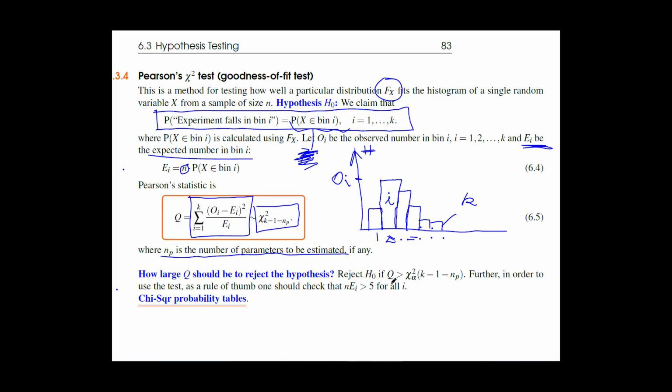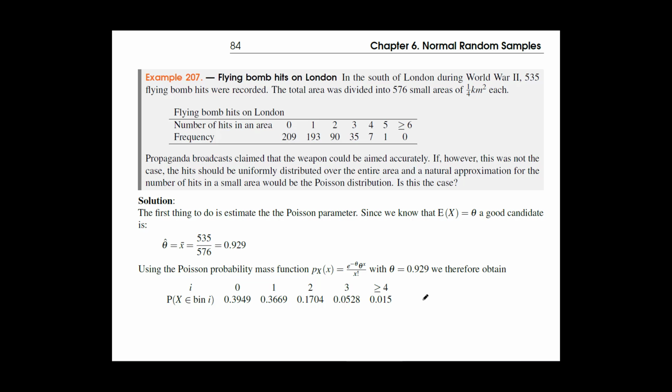Now, there's a rule of thumb here that you want at least 5 observations in each bin, either in the O_i's or the E_i's. This should be just E_i, not N times E_i. So you want at least 5 in there to have a good approximation. Okay, so let's do an example of this case.